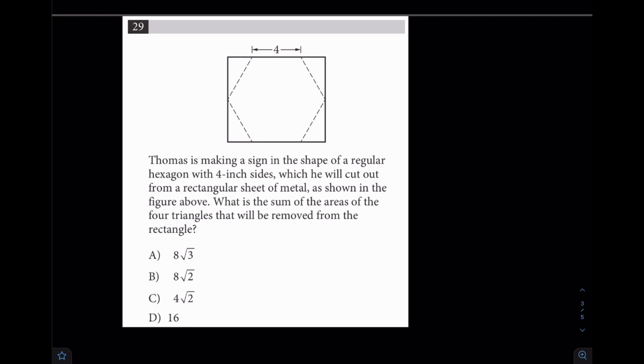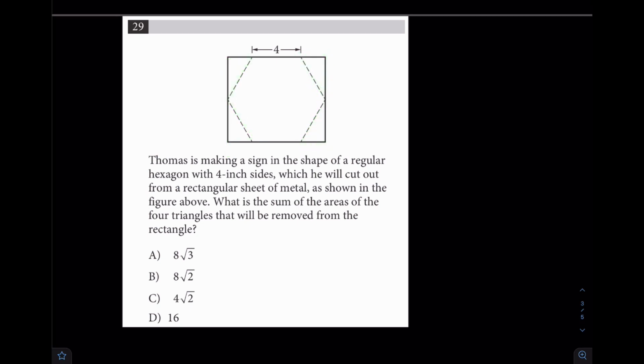What does it want? Remember, I don't really read a lot of this. I just read the last sentence of each question. It says, what is the sum of the areas of the four triangles that will be removed? It looks like they're removing these edges here. In which case, what is the sum of those areas right there, there, and there?